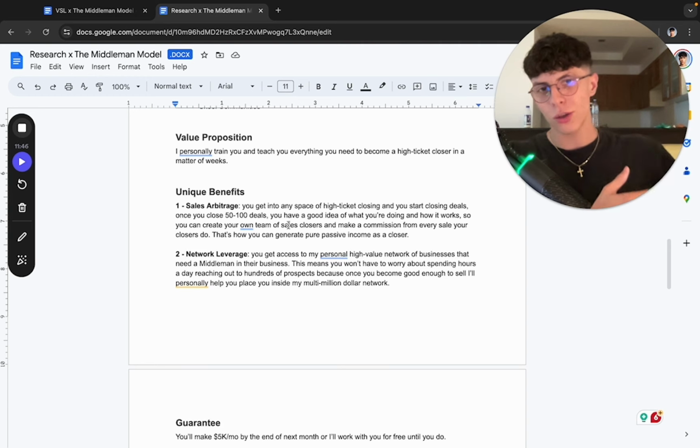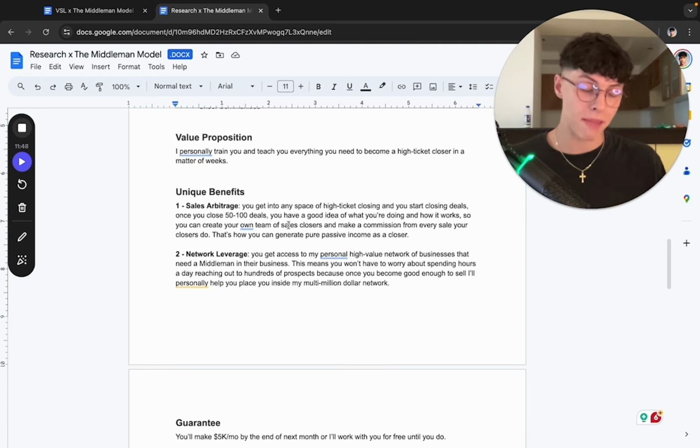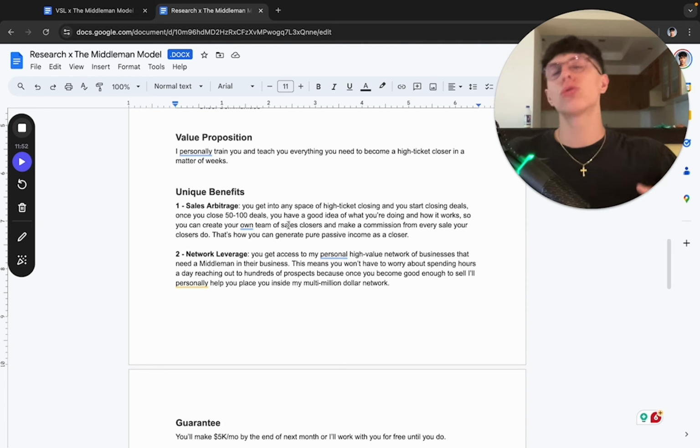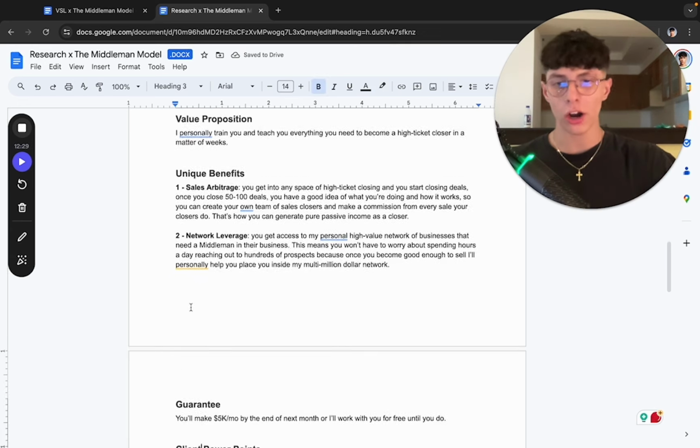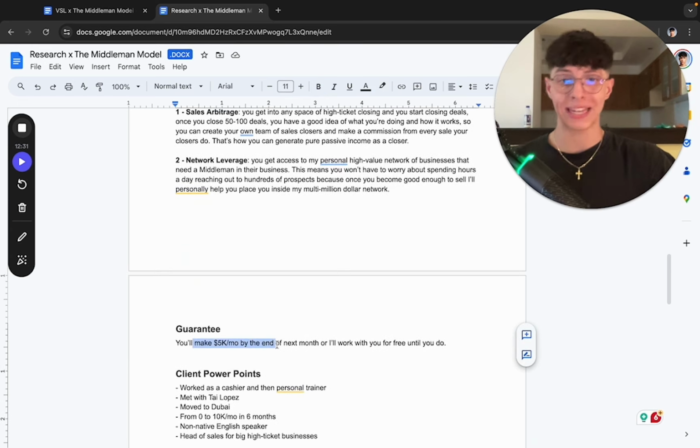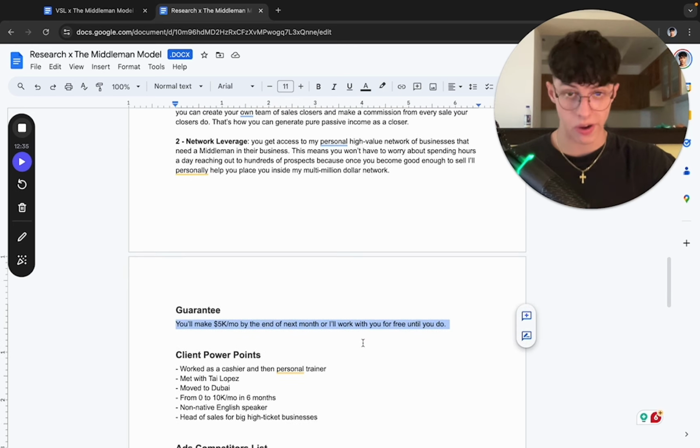And you don't have to stress about it, because this is a big pain point for a lot of people, or a big predisposition: how to find the clients. It takes too long to find clients. It's too saturated. And we literally kill all of those predispositions and objections with a unique benefit that only our product has, which is network leverage. Then our guarantee: you make $5,000 a month by the end of next month, or I'll work with you for free until you do. This is our guarantee, very, very solid.